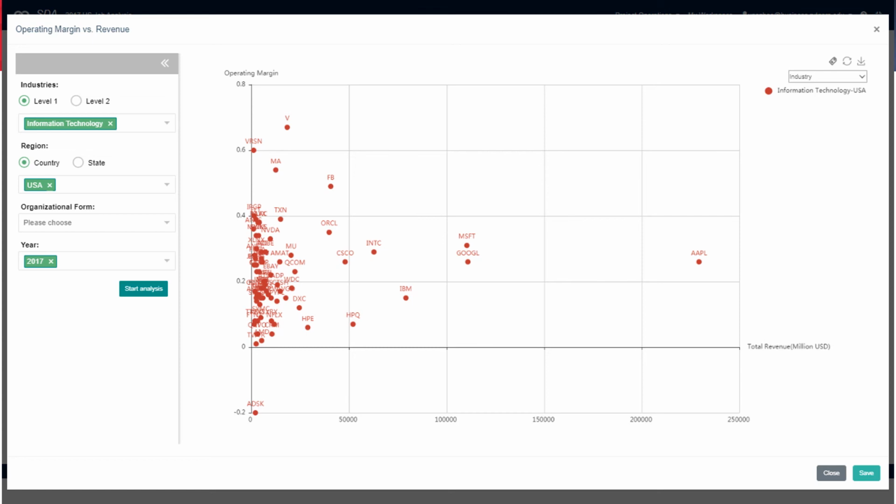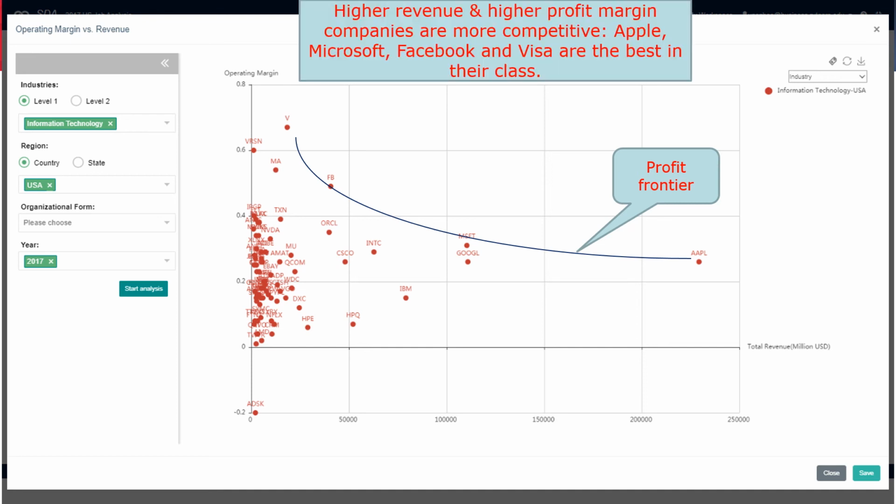The intuition is that larger firms typically have a smaller profit margin because the revenue is the denominator for the operating margin. Thus, if a firm is high in both revenue and operating margin, then the firm must be very competitive. Given revenue, the firms with the highest operating margin form a profit frontier, implying that they are the best in their revenue classes. For example, Apple is both bigger and more profitable than Google in year 2017, and Google is both bigger and more profitable than IBM. Thus, from this picture we can see that Apple, Microsoft, Facebook, and Visa are on the profit frontier, and thus the best in their revenue classes.